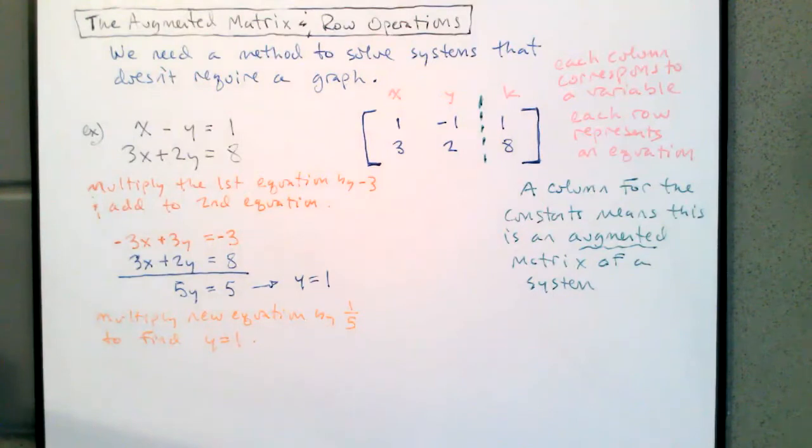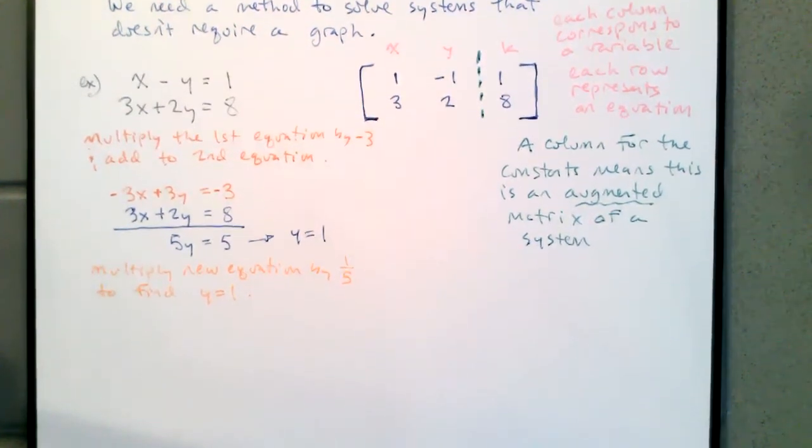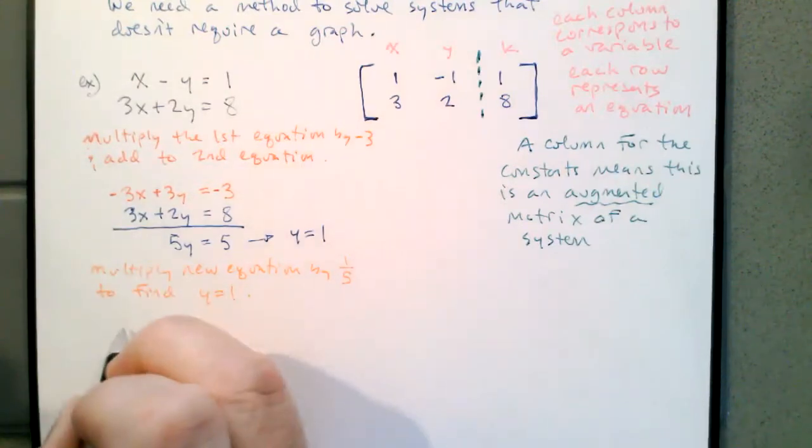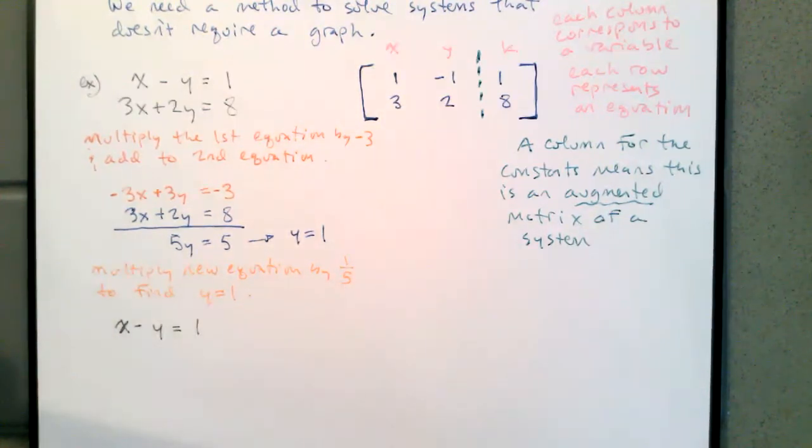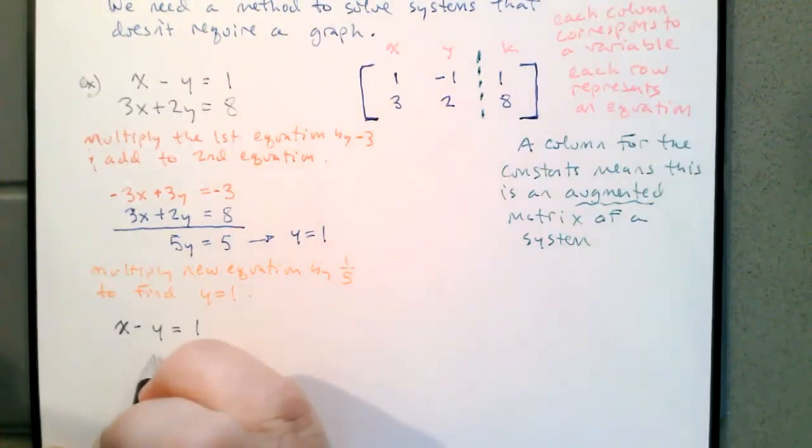Now let's take a look at what our system looks like. So our system now, we have our original equation, x minus y. I'm doing this because we're not trying to actually solve the system, we're trying to develop a method. So our equation x minus y is equal to 1. Our new second equation is y is equal to 1.